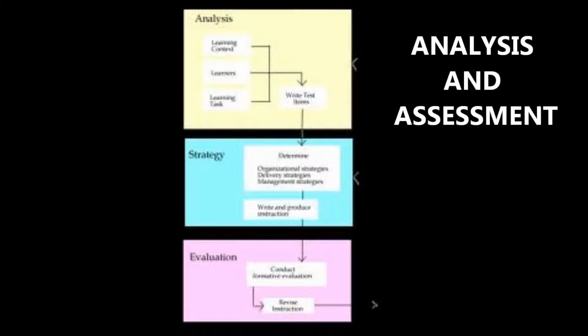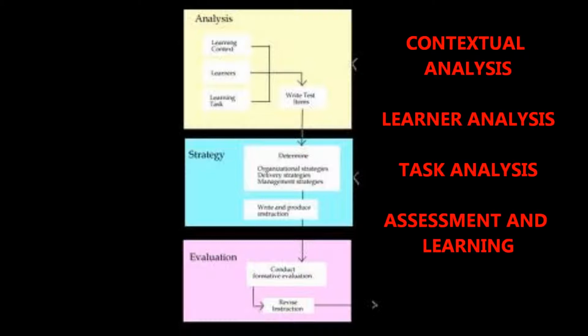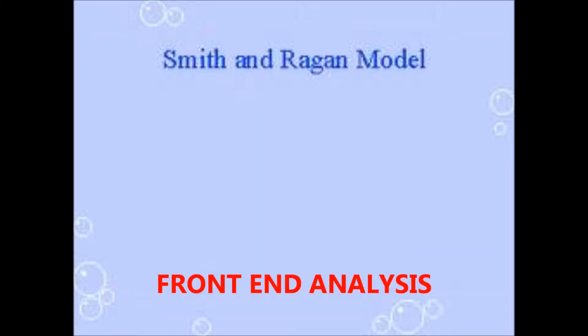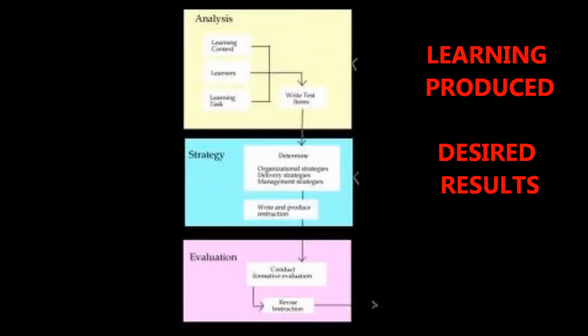Now, let's talk about analysis and assessment, which is the first phase of the Smith and Ragan model, and it can be broken into four components: contextual analysis, learner analysis, task analysis, and planning for assessment and learning. Smith and Ragan argue for front end analysis. They really feel that it's highly important to conduct needs assessments and focus on the learning environment. They believe that by conducting a needs assessment, designers are able to ensure that instruction and subsequent learning produce the intended or desired results. So there's no way you're going to get what you want in the end if you haven't taken the time up front to make adjustments.